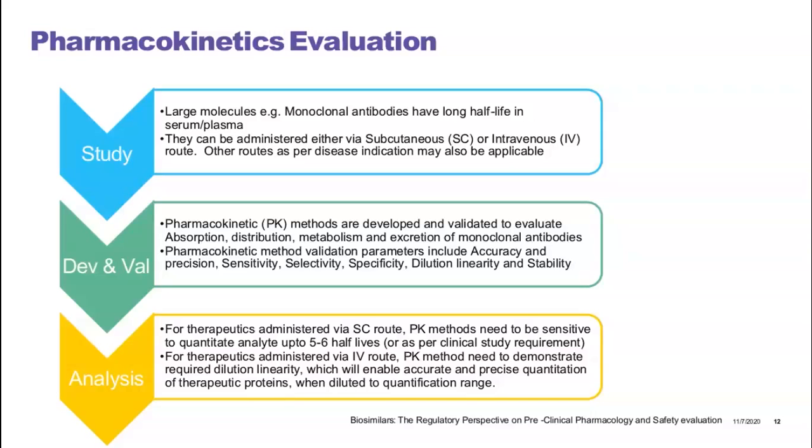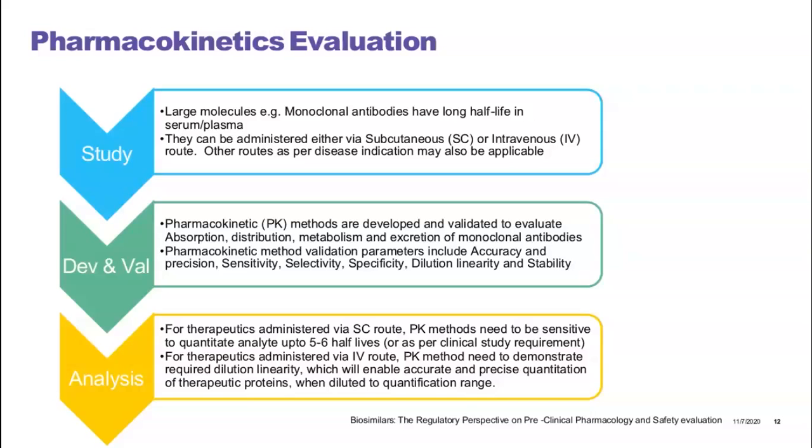So before going for the analysis, they do the pharmacokinetic development. There are different pharmacodynamic and kinetic developments. So they do the development, followed by the validation. Once the development is completed, they do the validation, especially to see the accuracy, precision, sensitivity, selectivity, specificity, and they also check the dilution, linearity, and stability. Once everything is developed and validated, it is ready for the analysis.